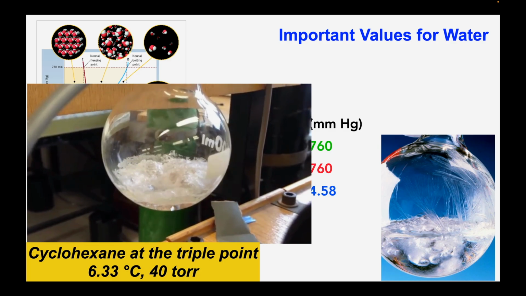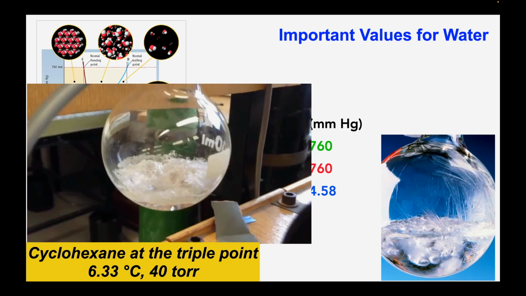This is kind of cool. This compound is called cyclohexane. It's an organic chemical. But anyway, this is at cyclohexane's triple point, 6.33 degrees Celsius and 40 torr, 40 millimeters of mercury. So this is something that's easier to do in the lab than, say, water. But you can see there that there's liquid at first. The liquid turns into a solid, the ice kind of forming. And then all the bubbles, that's the gas phase. So all three phases are present at that point.